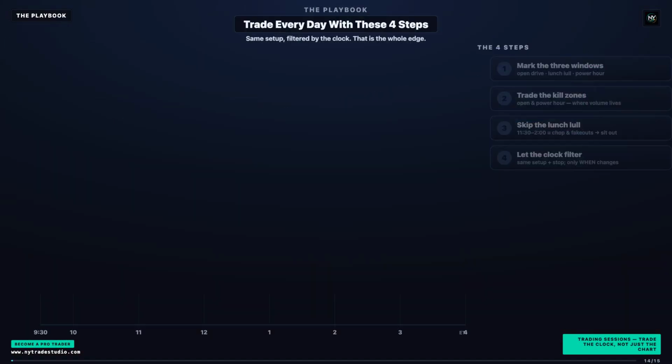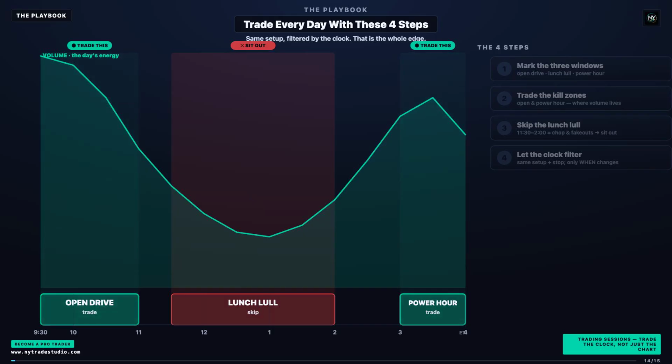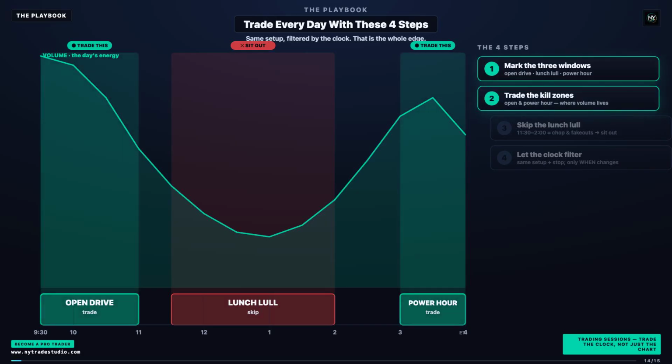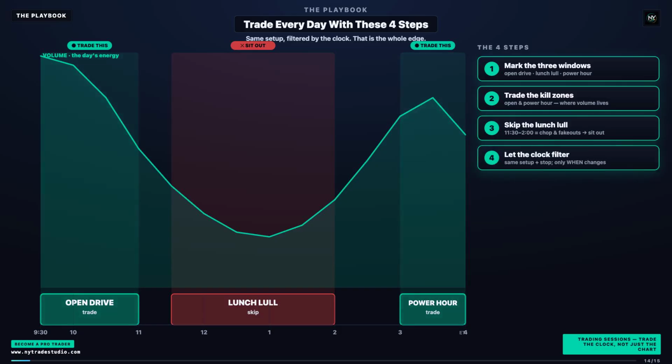So here is your entire session playbook on one screen. 1. Mark the 3 windows on every chart: open drive, lunch lull, power hour. 2. Trade the kill zones, the open and the power hour, where the volume lives. 3. Skip the lunch lull. From 11:30 to 2 you sit on your hands. 4. Let the clock do the filtering, same setup, same stop, you just only take it when the window is green. Mark the windows, trade the kill zones, skip the lull, let the clock filter. That is every trading day forever.